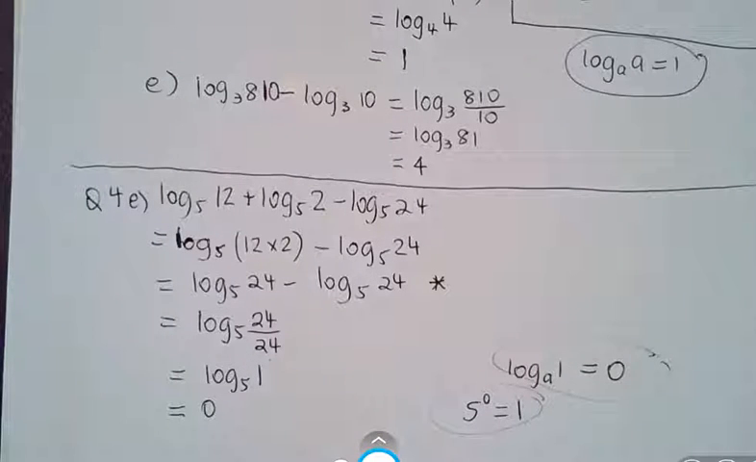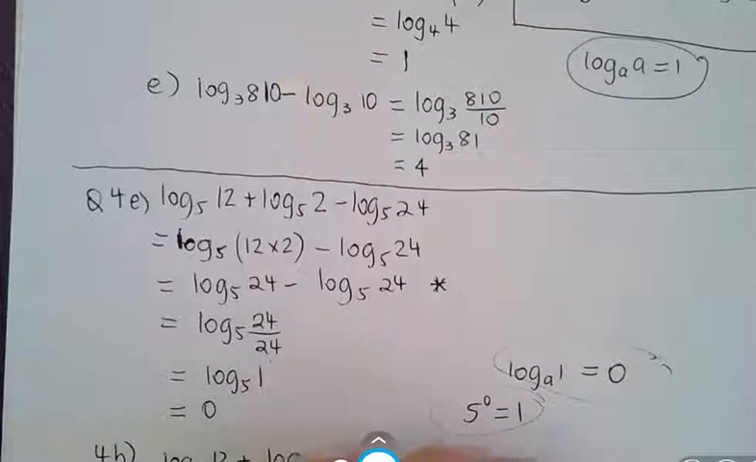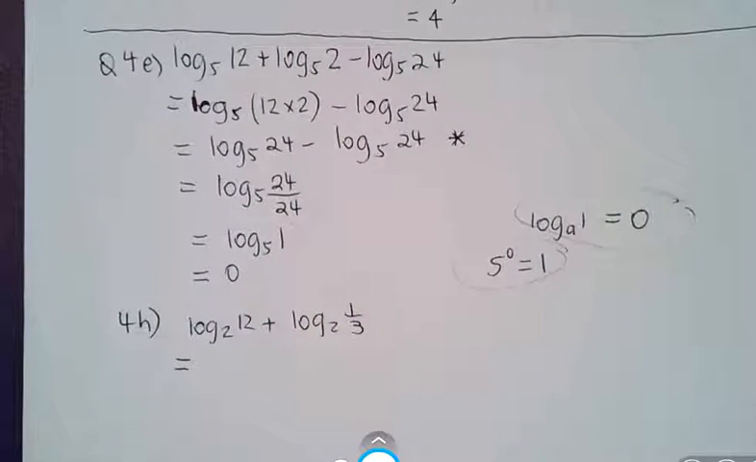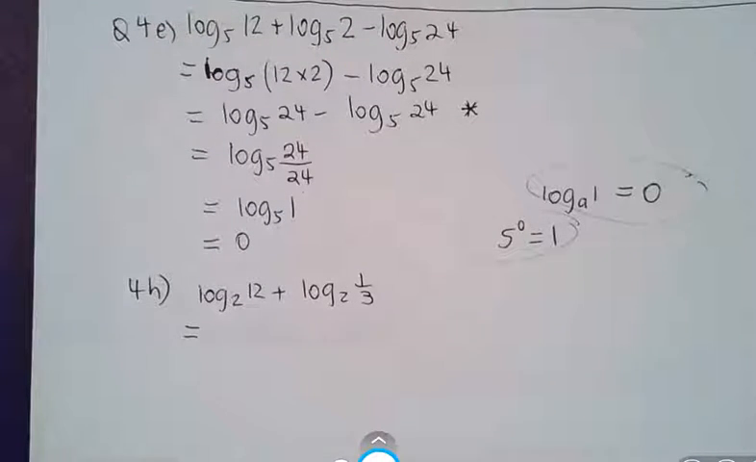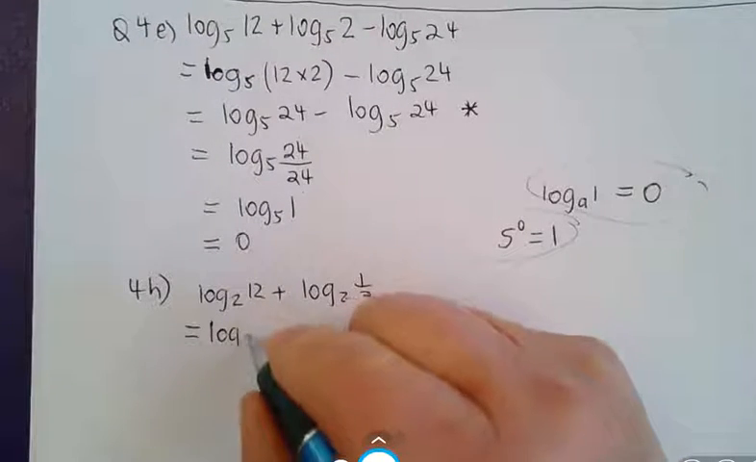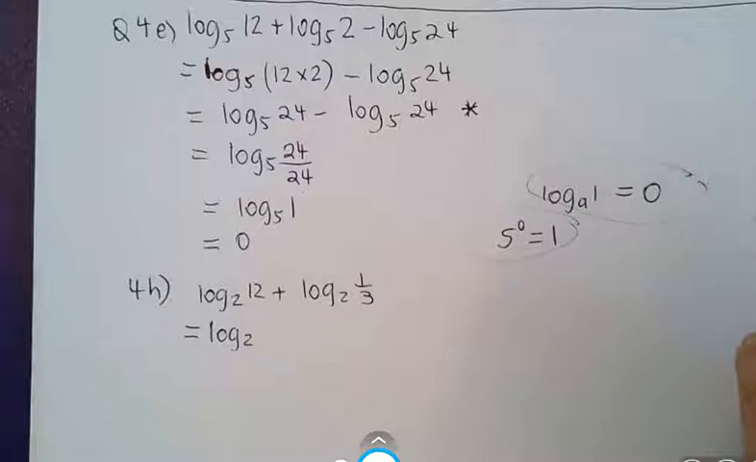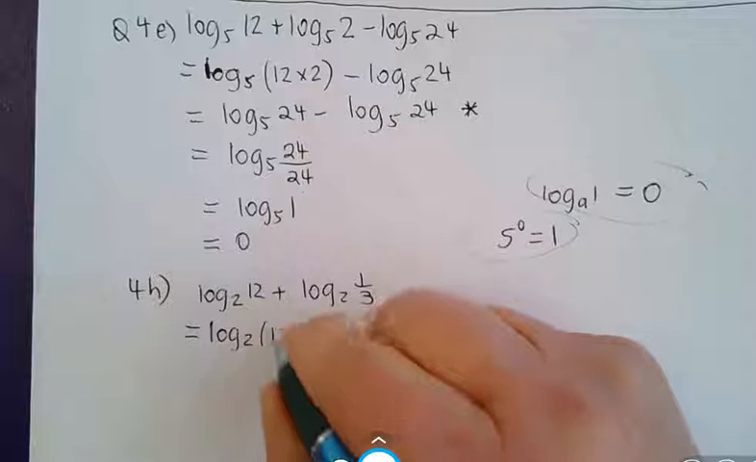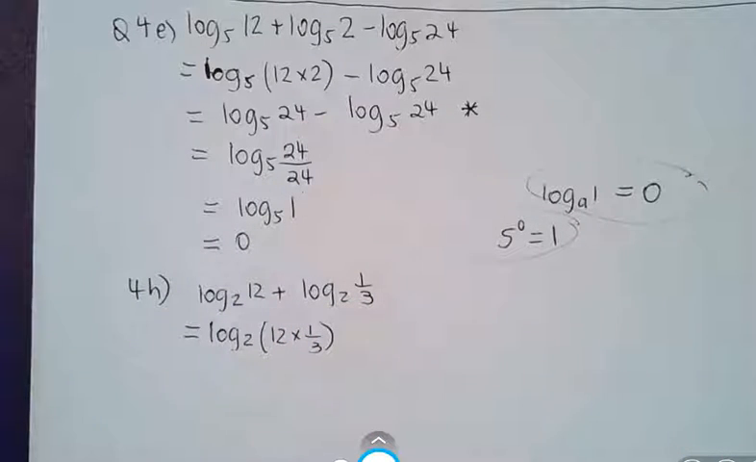Another combined question, 4H. Log to the base 2 of 12 plus log to the base 2 of a third. Okay, let's do this one. All right, we're adding. What does that mean? Log to the base 2 of, what are you going to do with the 12 and the third? What's the rule? Multiply them. So what you've got to do with logs is you know the rules, you say that's that rule, and you follow the rules religiously. That is how you can do any difficult question in logs.